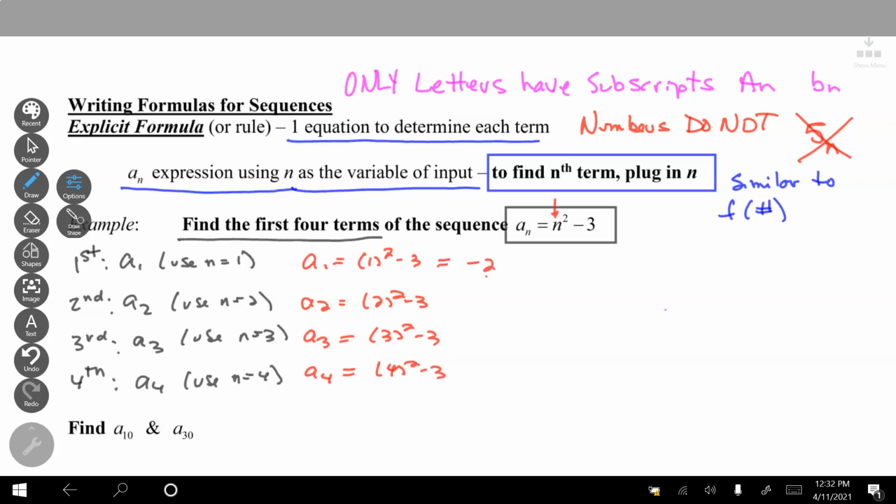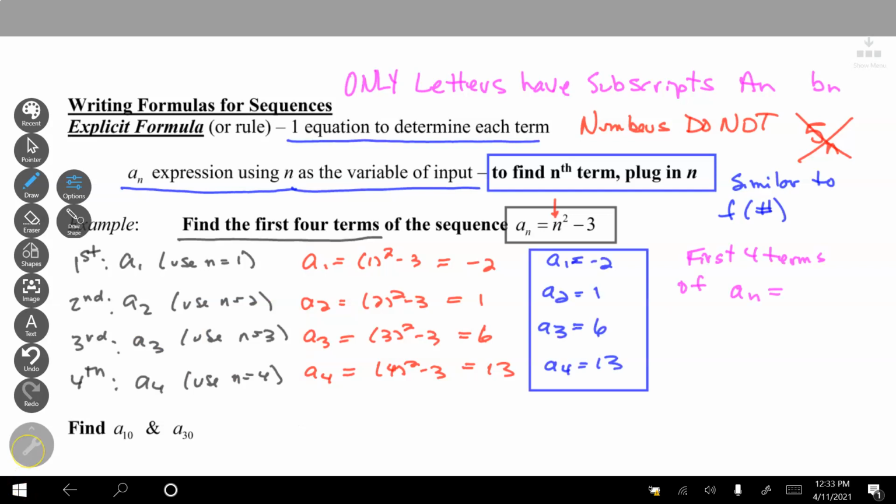And I get negative 2, 1, 6, and 13. So I could write them as a sub 1 is equal to negative 2, a sub 2 equals 1, a sub 3 equals 6, a sub 4 is 13, or the first 4 terms of a sub n are equal to negative 2, 1, 6, and 13. And those are my first 4 terms.